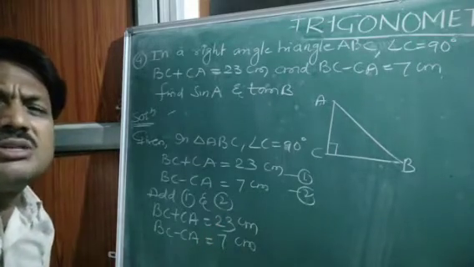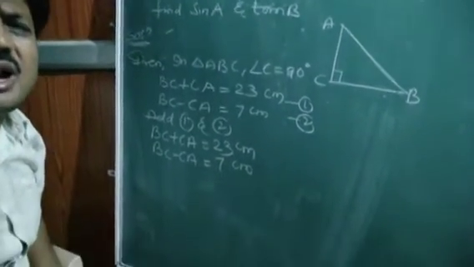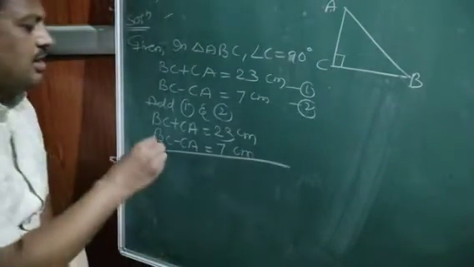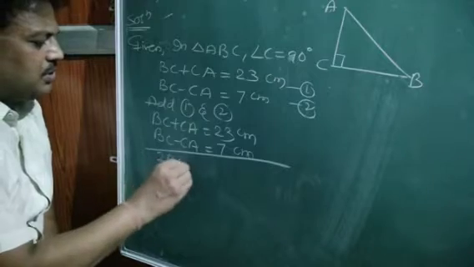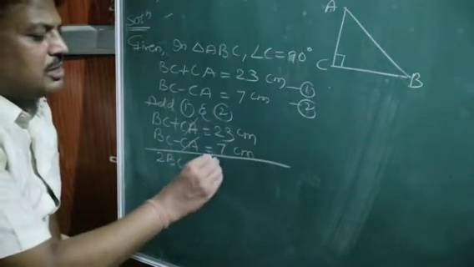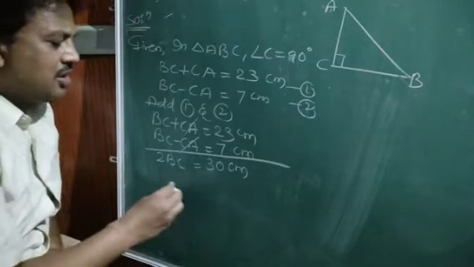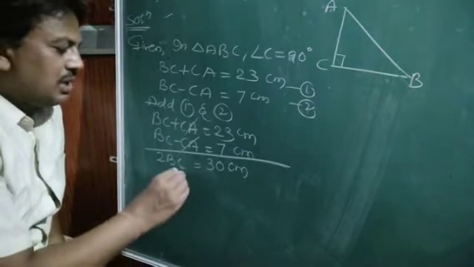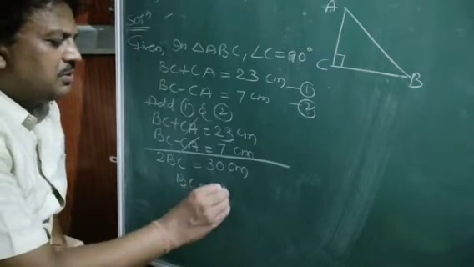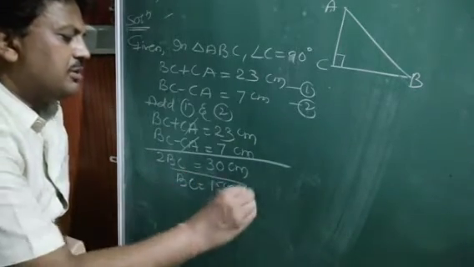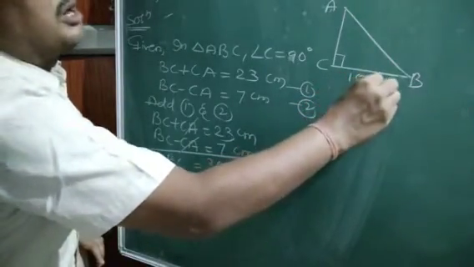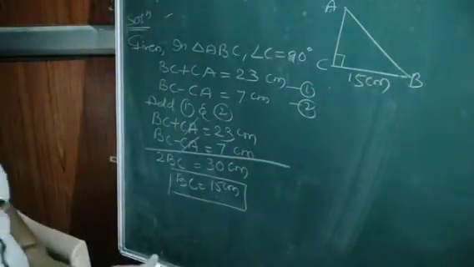Okay children, it's very simple. See why you are adding, just in one step you are going to get the answer. If you add here, BC plus BC, 2BC, CA minus CA cancel, is equal to 23 plus 7, 30 centimeter. 2BC is equal to 30 centimeter. So BC is equal to 30 by 2, 15 centimeter. We got the value of BC, that is 15 centimeter. One we have got, children.